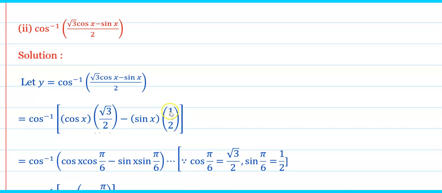This is the value of cos, and which one should it be? It should be sin. Now, root 3 upon 2 is the value of which? It is cos of pi by 6. And 1 upon 2, which sin value do we need? Therefore 1 upon 2 is nothing but the sin of pi by 6.